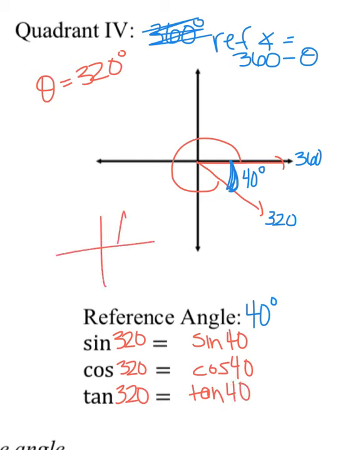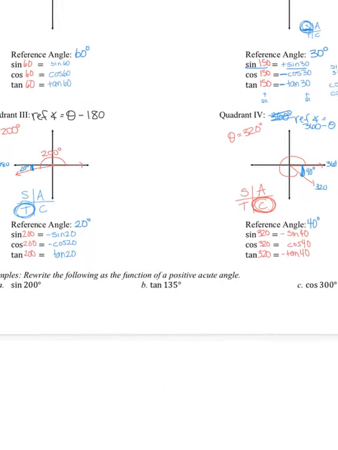Now, though, we have to figure out whether it's positive or negative. All students take calc. This is quadrant 4. Only cosine is positive, so you put a negative in front of the sine and the tangent. Okay? So let me just show you 3 quick examples.